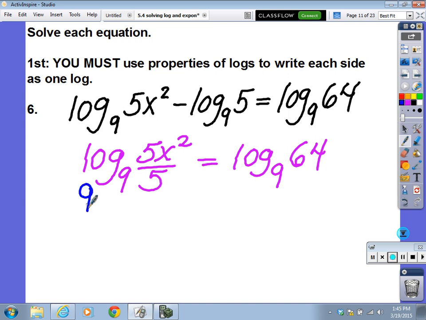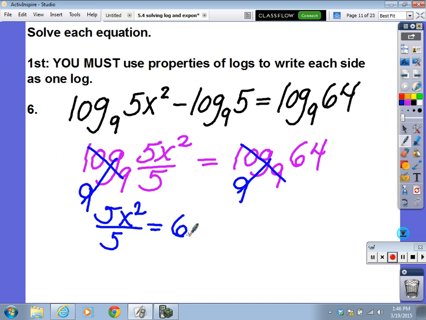If we do the base of 9 on this side, though, we've got to do it over here. Okay, so if we take base 9 of this side, we've got to do it to this side. So now we know that base 9 undoes log to the base 9. And then over here on the right, we also had 9 undo log the base 9. So that leaves us with 5x squared divided by 5 will be equal to 64.